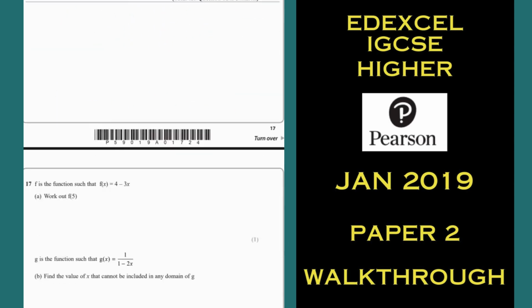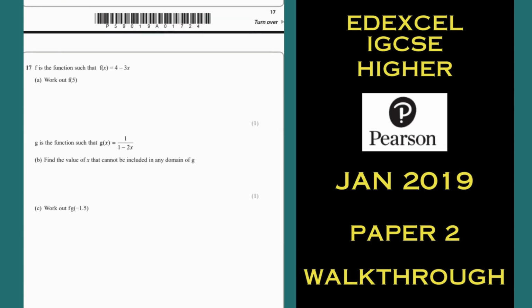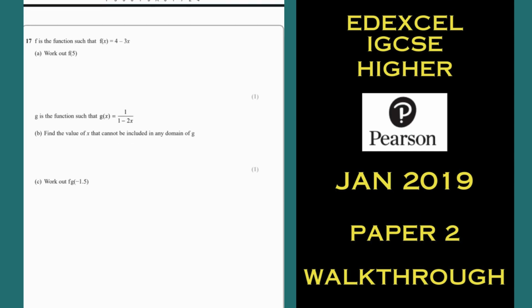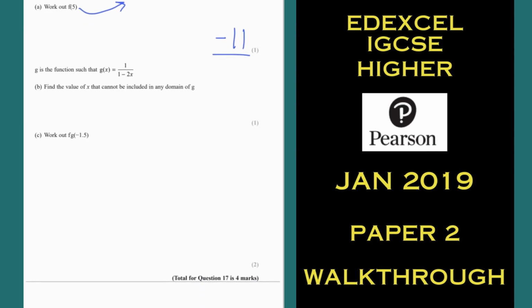On we go. Good old functions. Starts off okay, gets a little bit tricky. But there we go. I think this is a decent functions question. Could be a lot harder. F of 3.5, either do it mentally or on your calculator. It means 4 minus 15, for minus 11. G is the function.